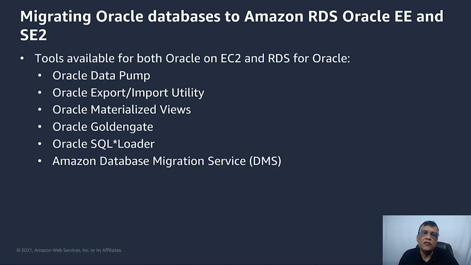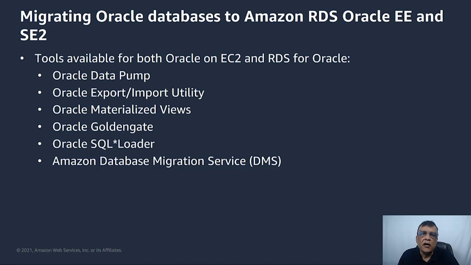Oracle Materialized Views can be used to refresh the materialized views in the target database to migrate the Oracle database. Similarly, Oracle GoldenGate can be implemented to transfer the data from the source Oracle database on-prem over to the target RDS database or the Oracle on EC2 database.